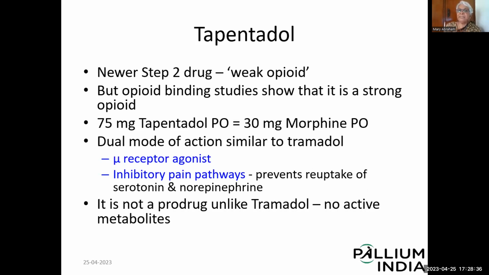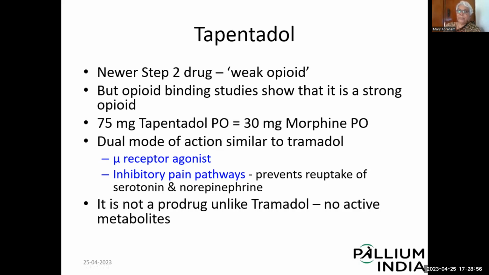Now, tapentadol is the other weak opioid. It's very similar to tramadol, but opioid binding studies have shown that it is actually a strong opioid. It's not a weak one, although it is traditionally classified as a weak opioid. In fact, you can see that 75 mg of tapentadol orally is equal to 30 mg of morphine.